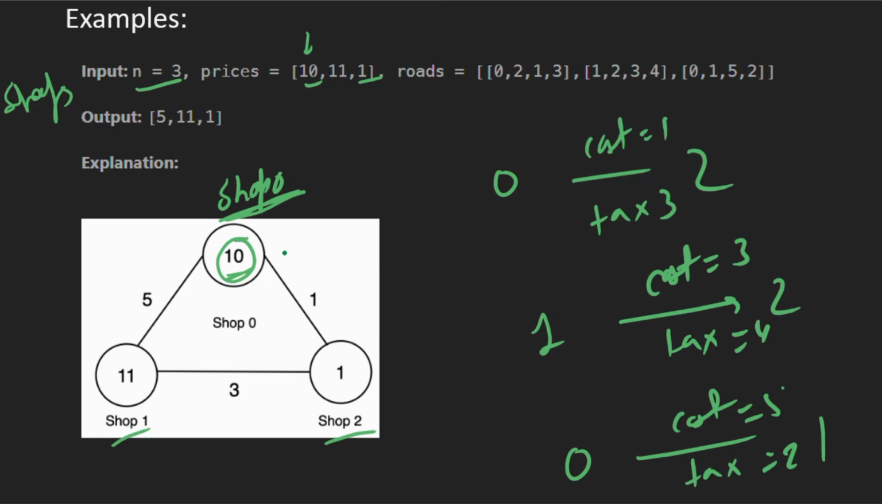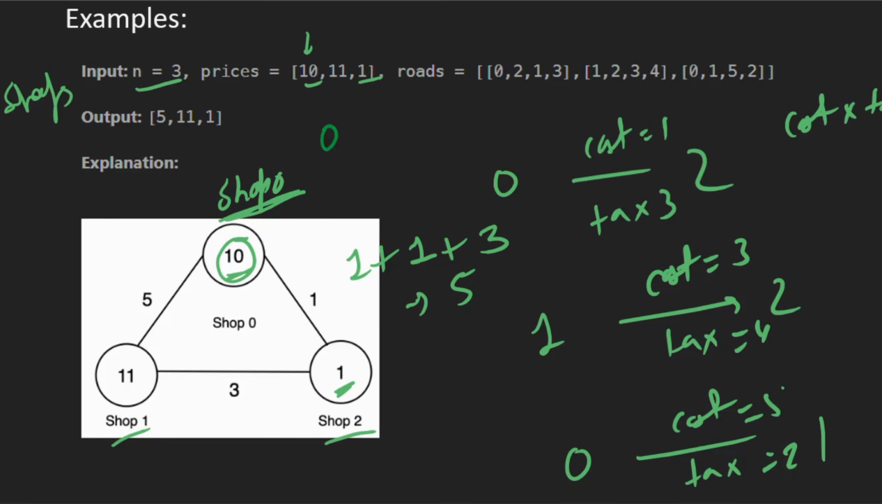Then what we can do is go to shop number 2. So if we go, the cost is 1. Then to buy the apple at shop number 2, the cost is 1. Then while coming back, the cost from 0 to 2 will be cost into tax, so while coming back the cost will be 3. So 3, 4 and 5, so the total cost is 5.